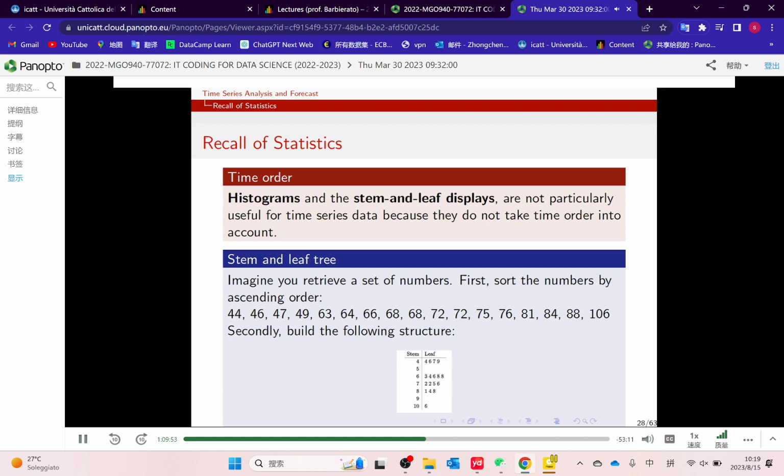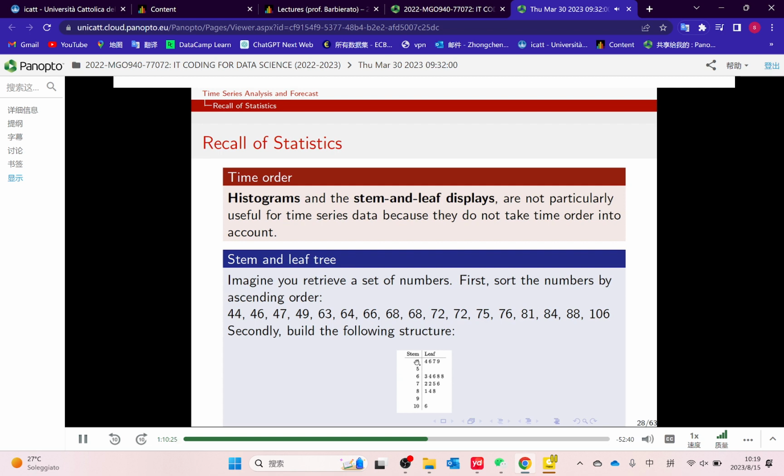There's another technique that is very old-fashioned, which is stem and leaf tree, which is basically this. It's used in statistics, but it was used a long, long time ago. You might have heard of it. If you consider a sequence of numbers that you want to study, imagine these numbers have been given to you in a chaotic way. So you might sort them out in ascending order.